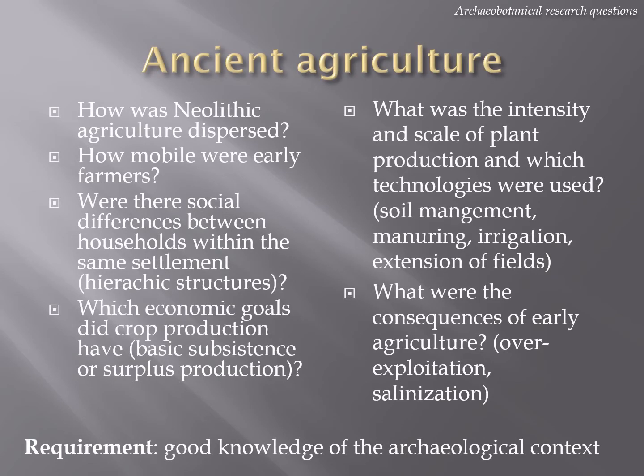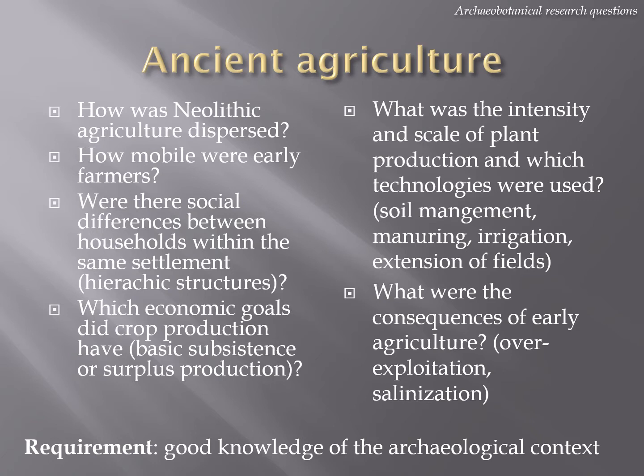Ancient agriculture is of central importance for the understanding of ancient societies, and there are a number of questions that can be addressed by archaeobotanical methods, such as how the Neolithic agriculture dispersed from the Fertile Crescent into other regions, or how mobile were early farmers. Were there social differences between households within the same settlement that indicate any kind of hierarchic structures? Which economic goals did crop production have? So was it more oriented towards basic subsistence, or was there a surplus production?